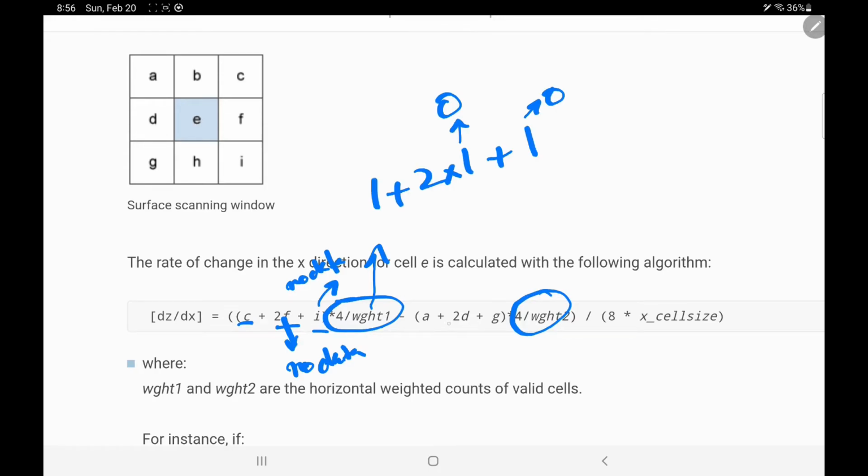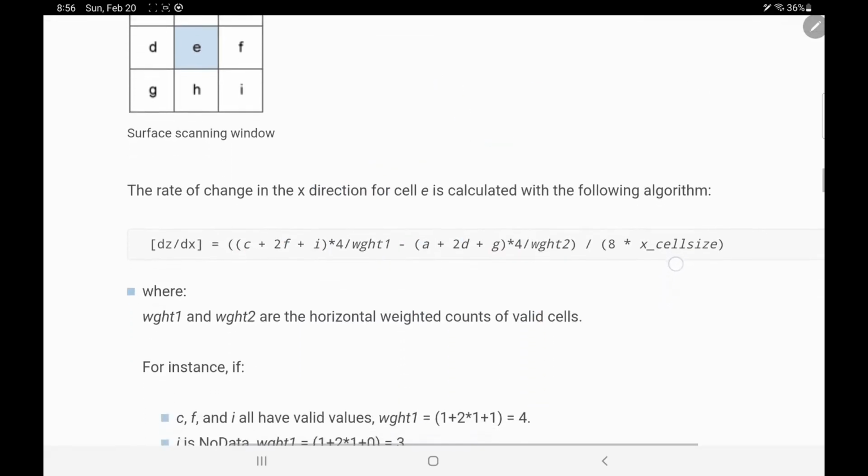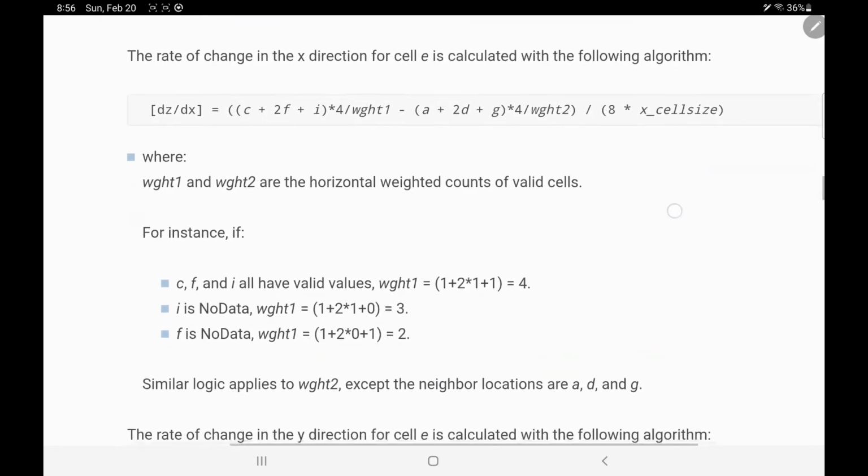Now for weight 2 you will consider A, D and G. The weight here will also be 1 plus 2 times 1 plus 1. So if A is no data, this value will become 0. If D is no data, this value will become 2 times 0. If G is no data, this value will become 0. So this is about weights.